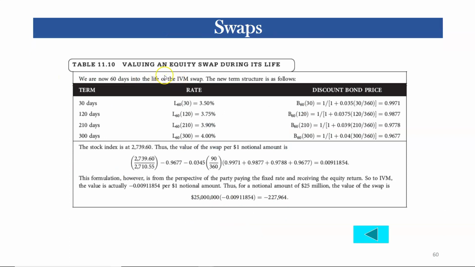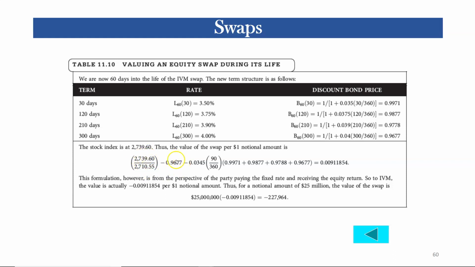60 days into the life of the IVM equity swap, the updated term structure of LIBOR rates for 30 days, 120 days, 210 days and 300 days is given. Using these rates, the zero coupon bond values or discount factors have been calculated. The value of the S&P 500 index at day 60 is 2739.60 points. At the start, it was 2710.55. So this will give us the value of the equity.